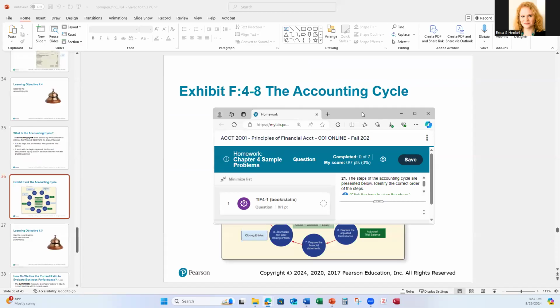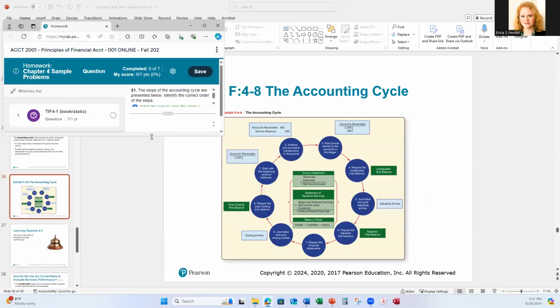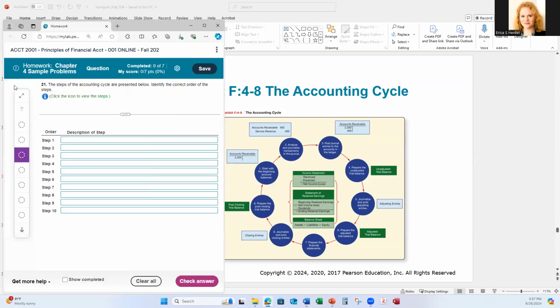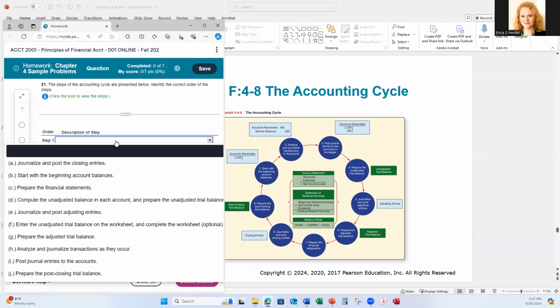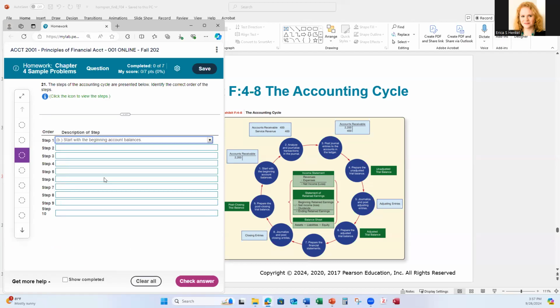Out on slide 36 in the PowerPoints is a walkthrough of the accounting cycle. So we see here, number 1, start with the beginning account balances. And next, we analyze and journalize transactions in the journal. And it's just walking through these steps that are out on 36. So I'm not going to take like 10 minutes to walk through this because hopefully you have been keeping up with the readings and are already familiar with this process.